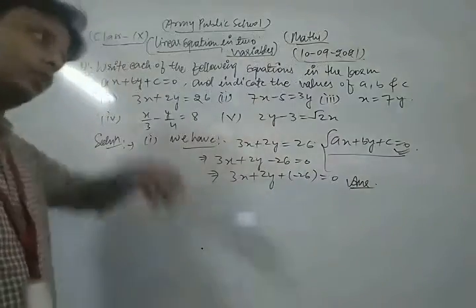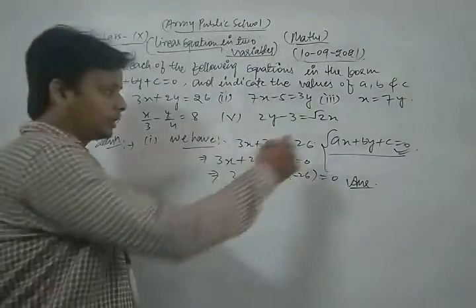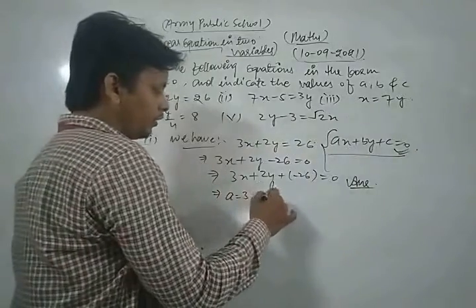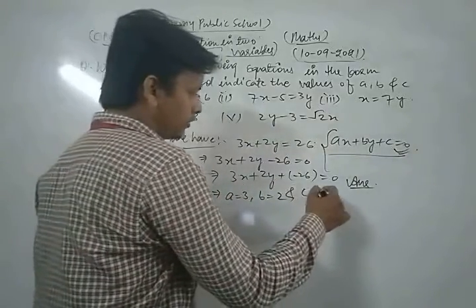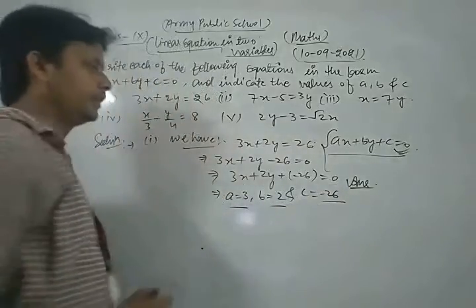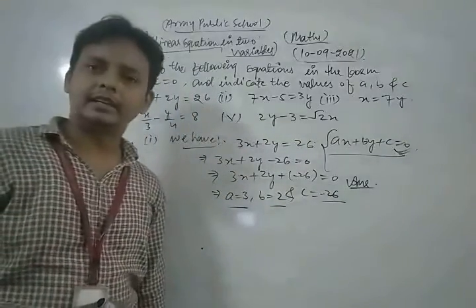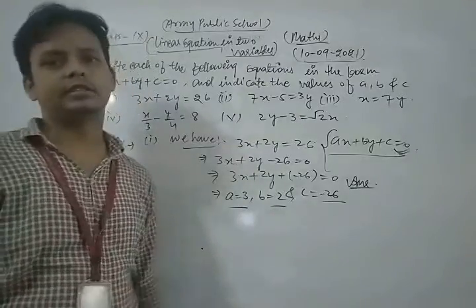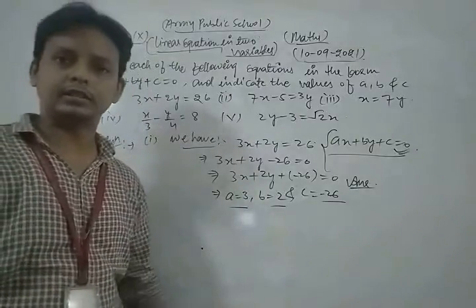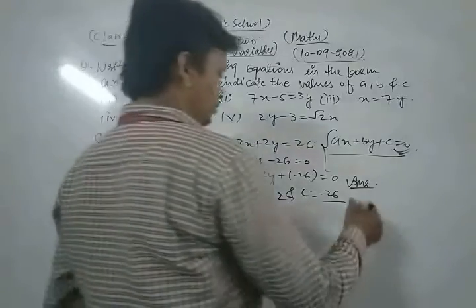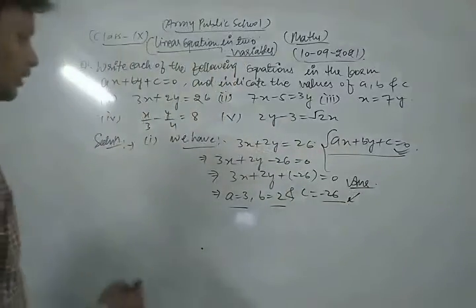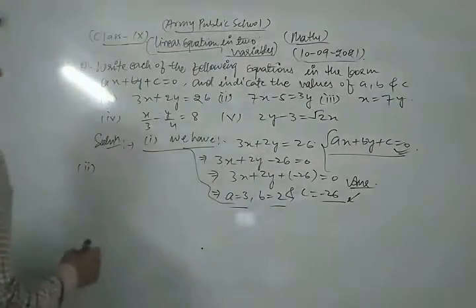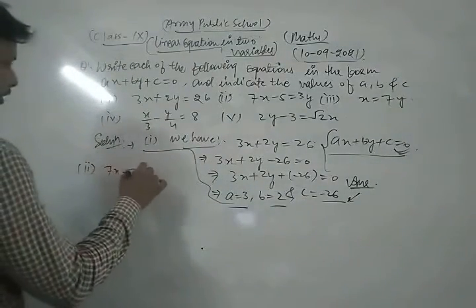Now on comparing, the value of a is 3, the value of b is 2, and the value of c is minus 26. In this way we indicate the values of a, b and c. This is the solution of the given question. Now similarly we solve the second part of this question. The second one is 7x minus 5 is equal to 3y.